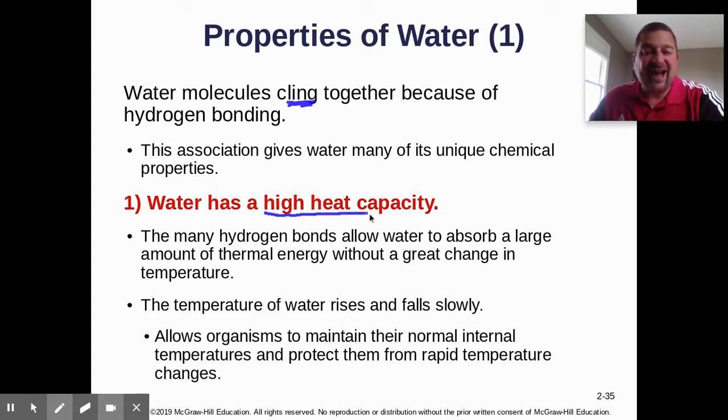First, it has a high heat capacity. These hydrogen bonds allow water to absorb a lot of energy without a great change in temperature. Remember, temperature is the average kinetic energy of the molecules. If those hydrogen bonds are holding them together, then it takes more energy to increase the vibrational motion of the water molecules in order to heat them up.